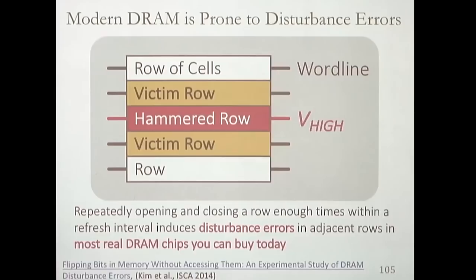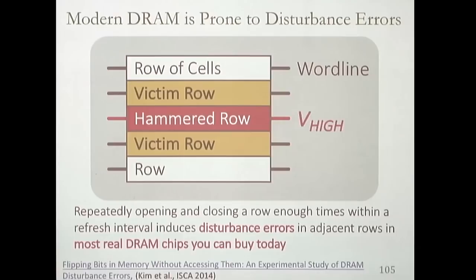If you do it 50,000 times, they lose enough charge before they get refreshed. As a result, you lose the value. This doesn't happen in every cell. It happens in some cells that are vulnerable to this problem. And again, this is happening because things are too close to each other. There's electrical interference between the different cells. Data pattern dependence happens because of electrical interference also.